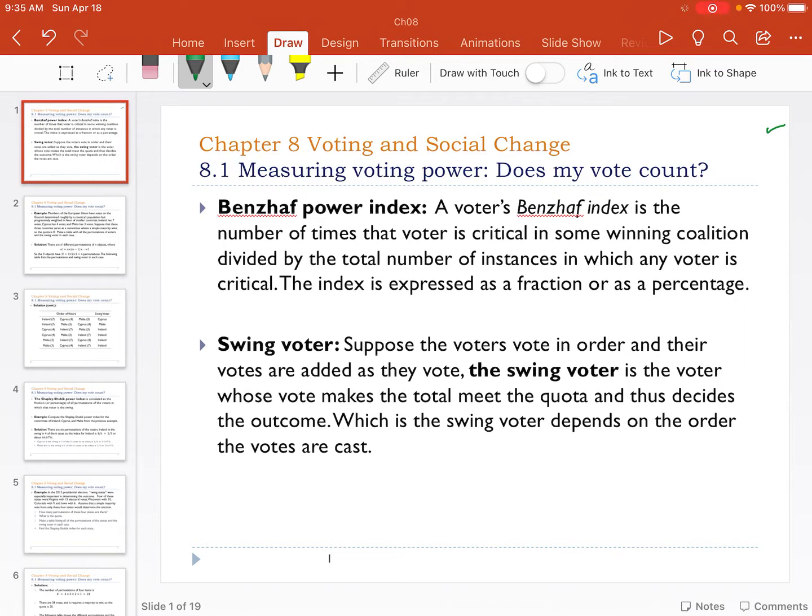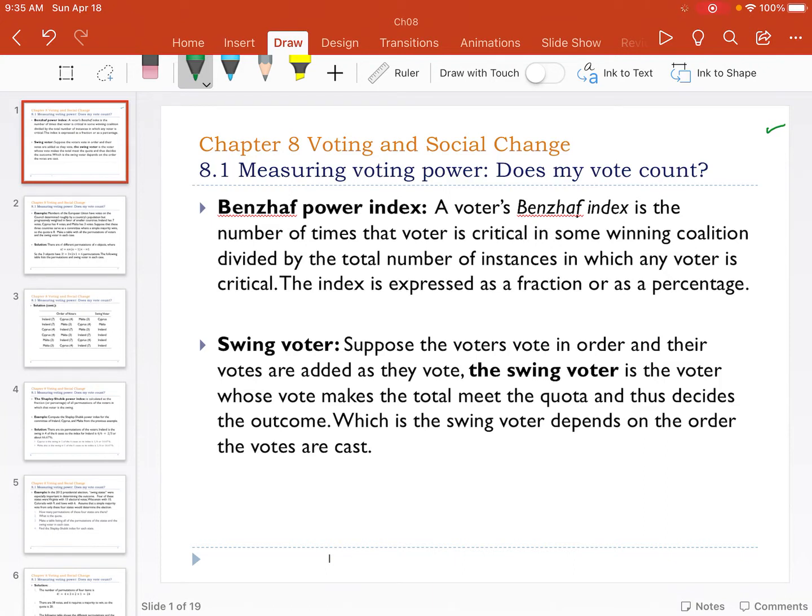Meanwhile, the Banzhaf Power Index. Let's review for most of you. It's the number of times a voter is critical in some winning coalition divided by the total number of instances in which any voter is critical. So you round them all up, find all the critical votes, and take, say, Abe, and how many times Abe was critical divided by the grand total. Do not put it in a decimal. Put it in either a reduced fraction or a percentage, rounded any way you'd like: to the nearest percentage, nearest tenth, even nearest hundredth would be fine. Just be sure it's rounded correctly.